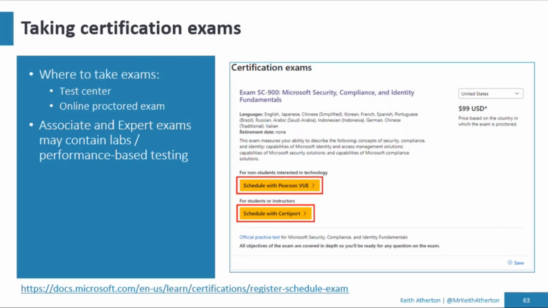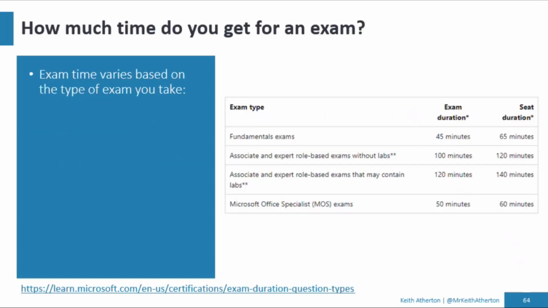But you can take it at home as well as an online proctored exam. So there's a couple of options, whatever works best for you. The time you get for an exam can vary, depends. Is it fundamentals, associate, expert? If there's labs involved as well, you might have some performance-based testing where you do some labs, and you get a bit extra time at the seat as well for reading the NDA at the start, leaving feedback on questions at the end if you need to do that too.